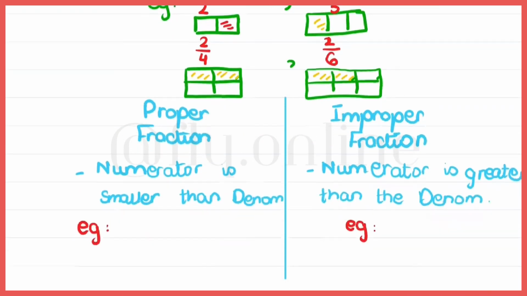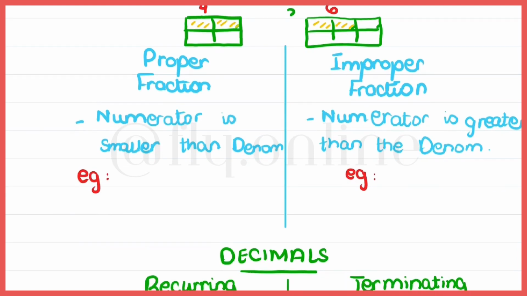Fractions can also be divided into proper and improper fractions. Proper fractions is the case where our numerator is smaller than the denominator, such as 10 over 25 or 1 over 2. Improper fractions is the case where our numerator is greater than the denominator, such as 10 over 5 or 15 over 3.